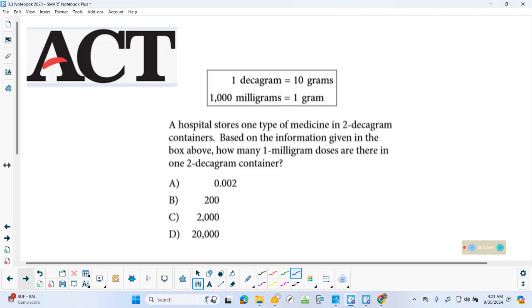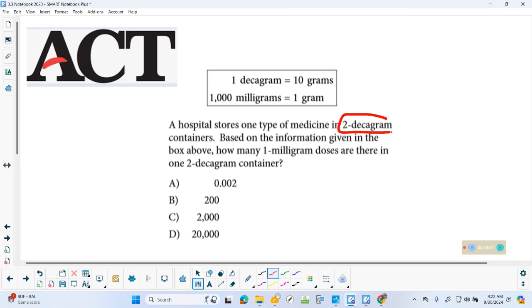Okay, a little ACT practice, a little standardized testing practice. We might need a calculator for this one. A hospital stores one type of medicine in 2 decagram containers. Based on the information given in the box above, how many 1 milligram doses are there in one 2 decagram container? Man, that's wordy. And this is something that's really easy. You just got to do a little bit of conversions.